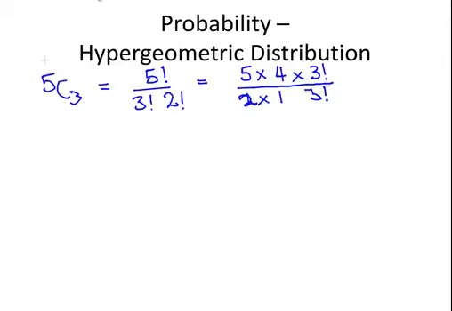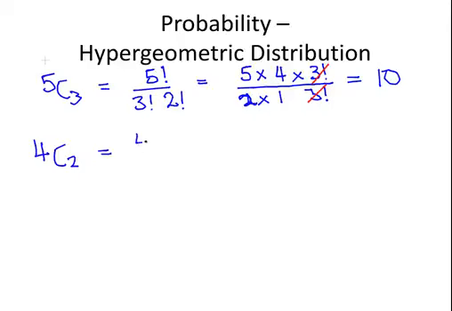The 3 factorials cancel out. So we have 5 times 4 divided by 2 times 1, that gives us 20 divided by 2, that just gives us 10. For the men, we have 4 choose 2.